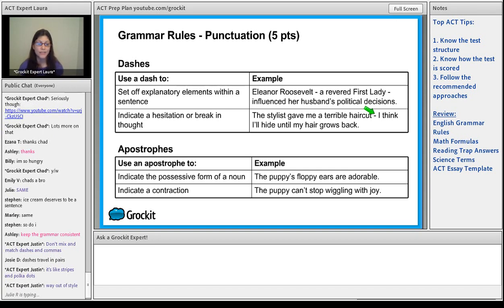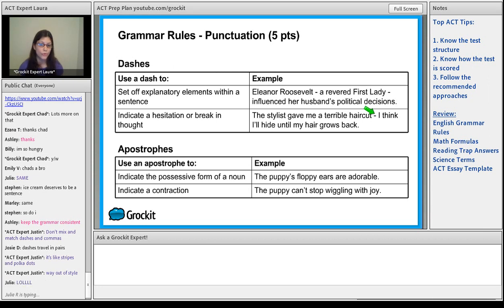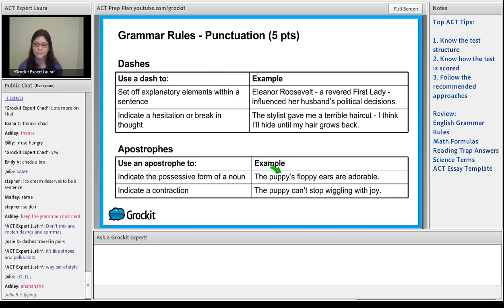And then for apostrophes, just make sure that it makes sense. So the puppy's floppy ears are adorable. I mean, of course, the puppy's floppy ears are adorable, and the puppy owns those ears, versus the puppy cannot stop wiggling.